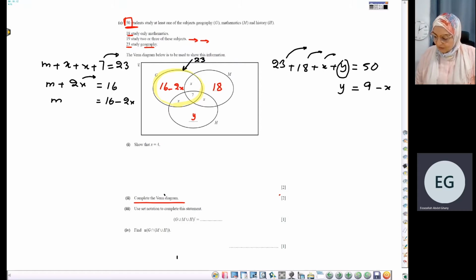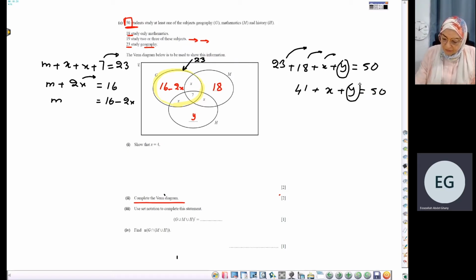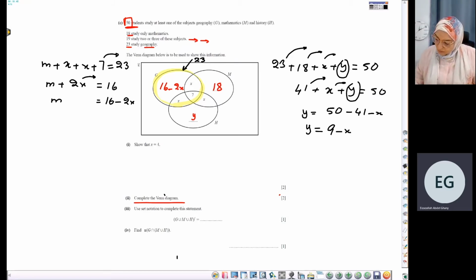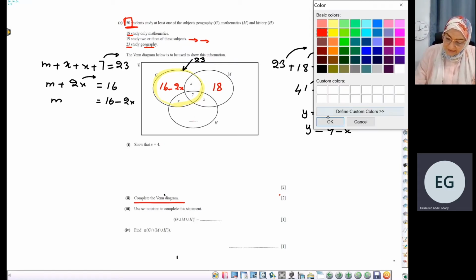Again, shall I write it in detail? Okay. 23 plus 18 is 41, plus x plus y equals 50. We need to find this y. So these are to be shifted to the other side. Y is equal to 50 minus 41 minus x. So y equals 9 minus x. I should remove now this y because I put it temporarily and we knew it already. It is 9 minus x.